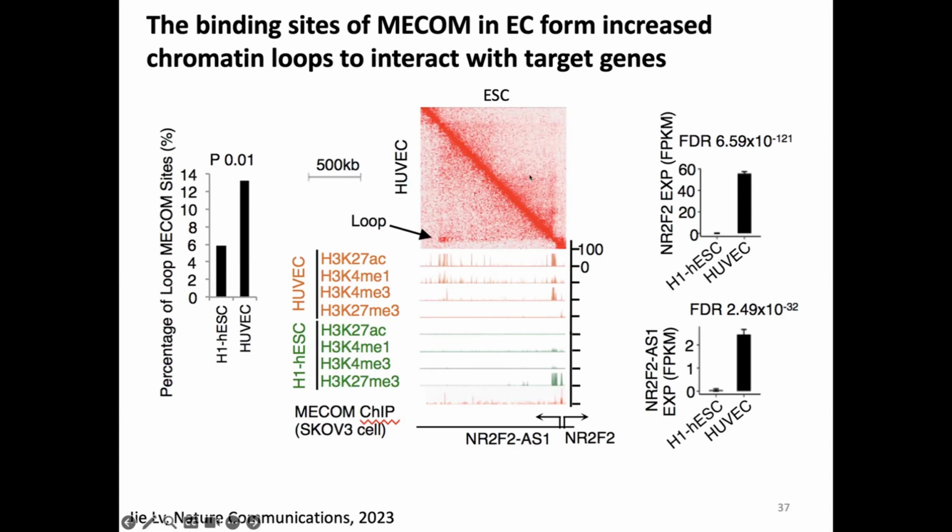Then if we look at the Hi-C data, it's very clear that there is a very strong loop in the endothelial cell between the enhancer and the promoter bound by MECON, while those loops were not observed in the embryonic stem cells. So this data suggests that the binding of MECON on the enhancer and the promoter in the endothelial cell is associated with the formation of a chromatin loop between the enhancer and the promoter. As a result, NR2F2 was upregulated in the endothelial cell compared to the embryonic stem cells.